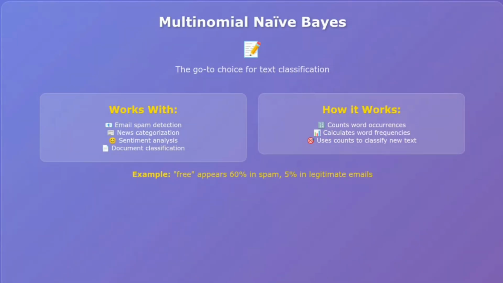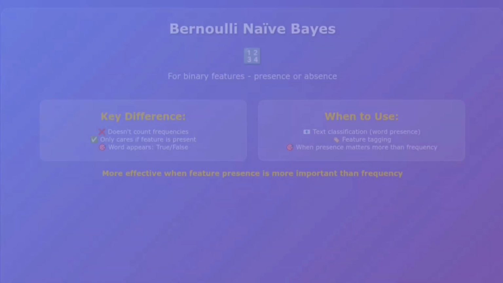Multinomial naive Bayes is the go-to choice for text classification. It works with word counts or frequencies. Think about email spam detection. The algorithm counts how many times each word appears in spam versus legitimate emails. It then uses these counts to classify new emails. This type is also great for document classification and sentiment analysis.